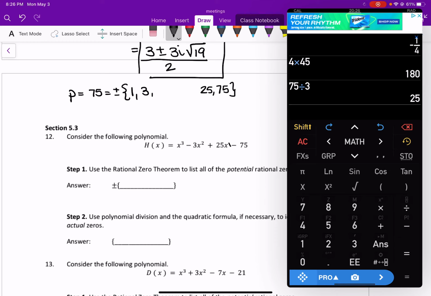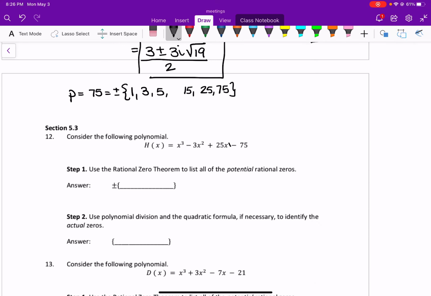75 is not divisible by 4, but it is divisible by 5. So 75 divided by 5 gives us 15. So 5 and 15. And it's not divisible by 6, or 7, 8, 9, 10, 11, 12, 13, or 14, and then 15 is already on our list. So that is our list of possible zeros.